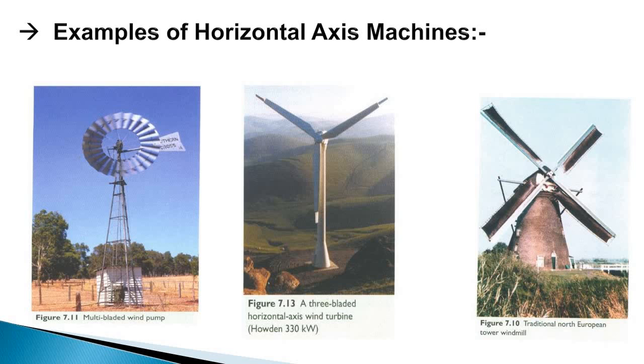Then this is the three-bladed horizontal axis wind turbine, which has a capacity of 330 kilowatt. And in the next figure, traditional North European tower windmill. This is the traditional one. So these are some examples of horizontal axis machines.